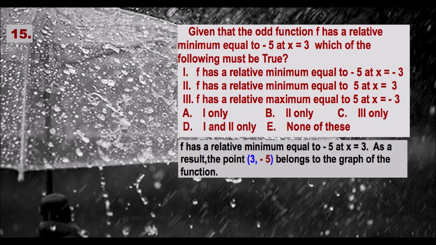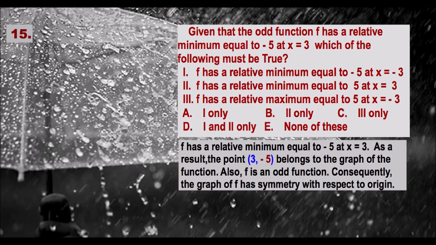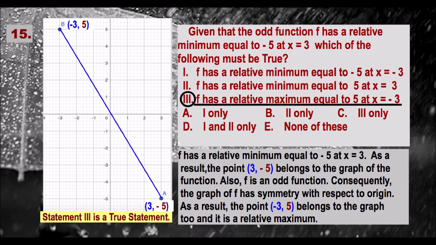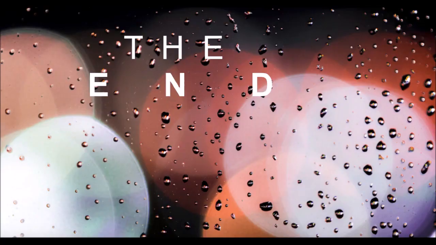As a result, the point (3, -5) belongs to the graph of the function. Also, f is an odd function. Consequently, the graph of f has symmetry with respect to the origin. As a result, the point (-3, 5) belongs to the graph too, and it is a relative maximum. Statement 3 is a true statement. The correct answer is C. The end.